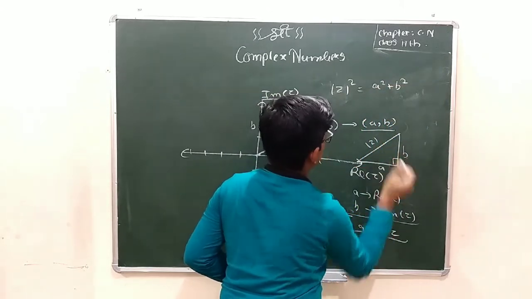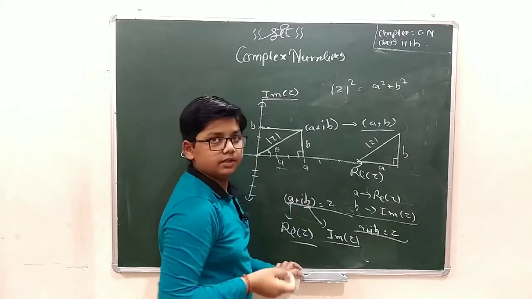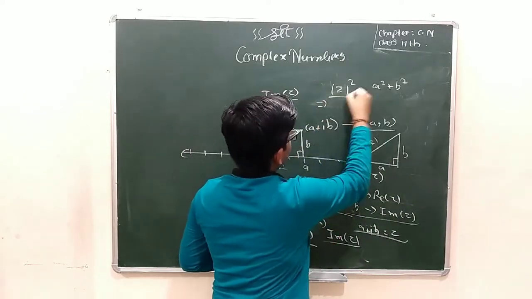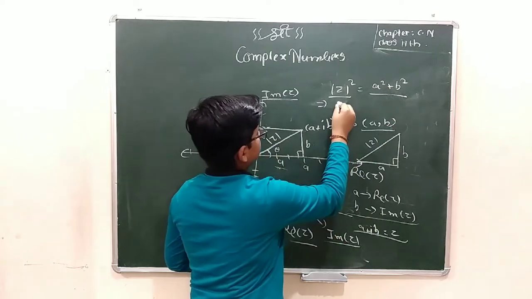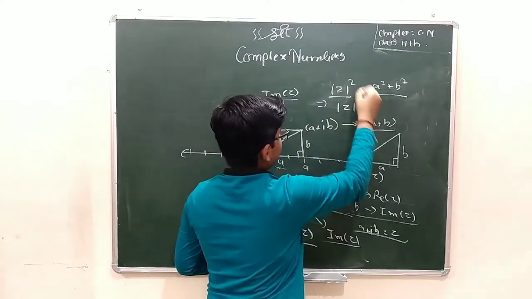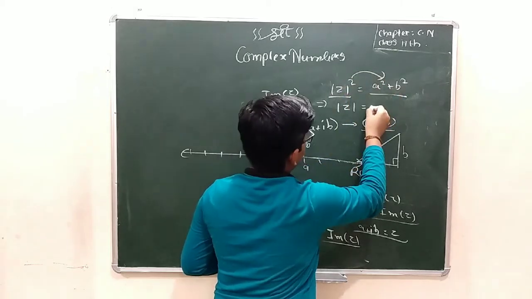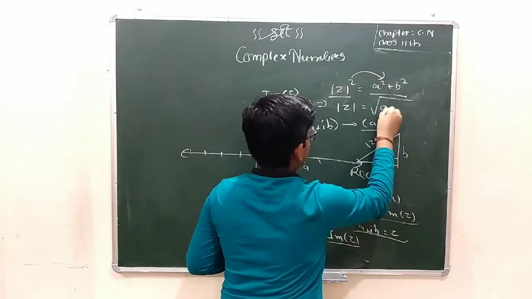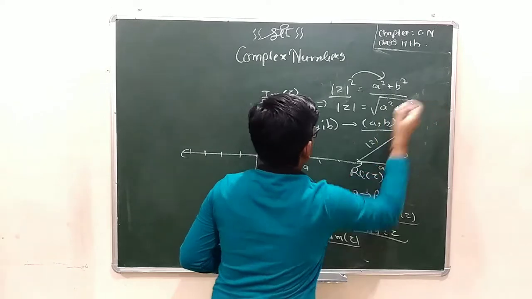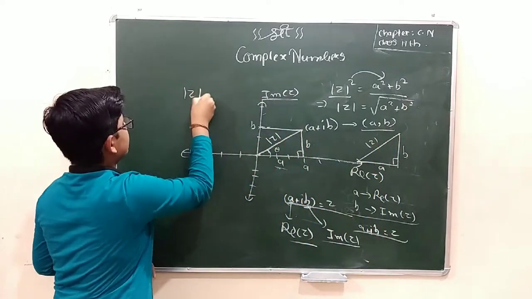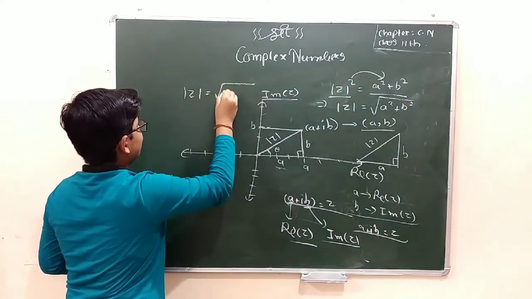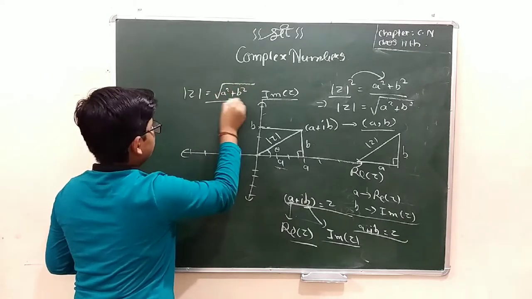A squared plus b squared is mod z whole squared. So now if I take mod z whole squared, a squared plus b squared over here, we get mod z equal to, taking square root on both sides, or taking this 2 and putting it over here, so it will become square root. So it will be a squared plus b squared, which means that mod of z is equal to square root of a squared plus b squared.